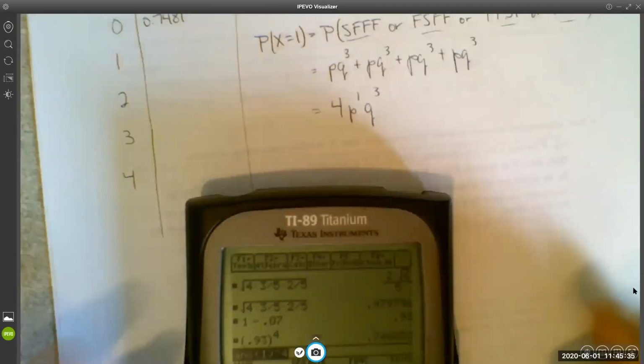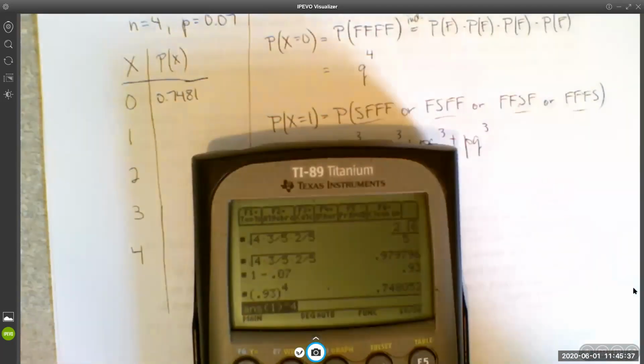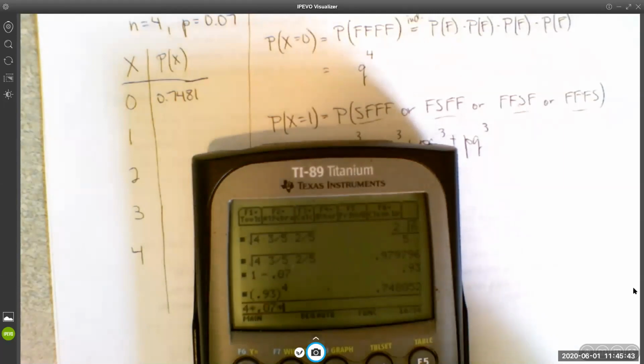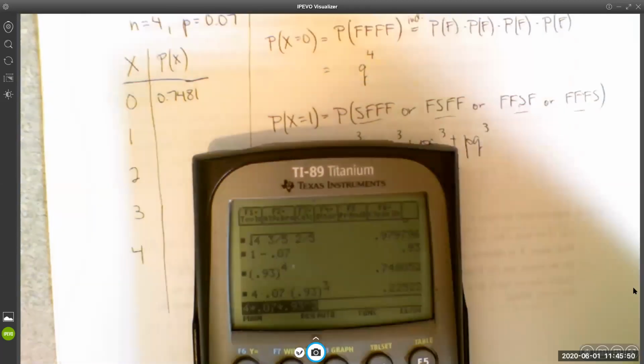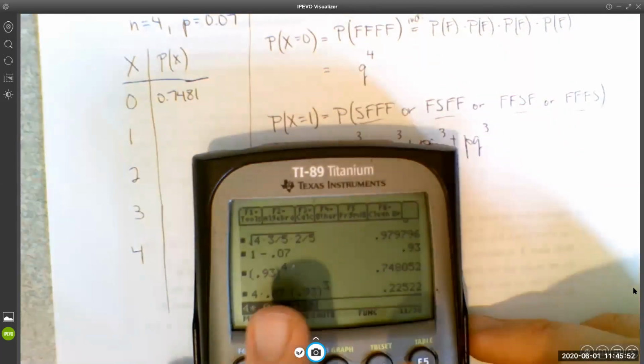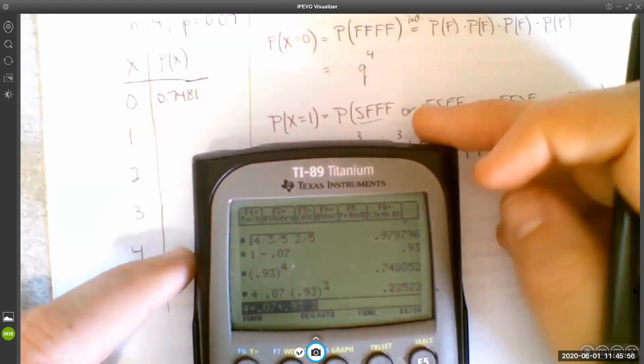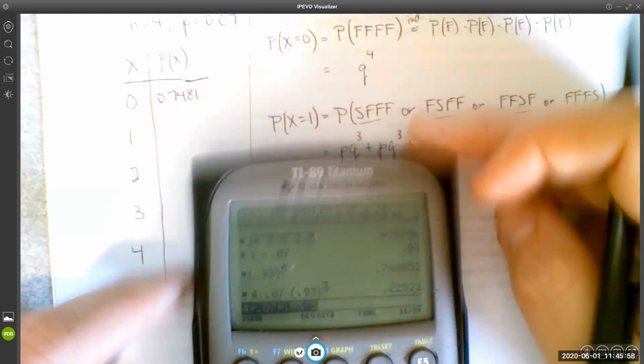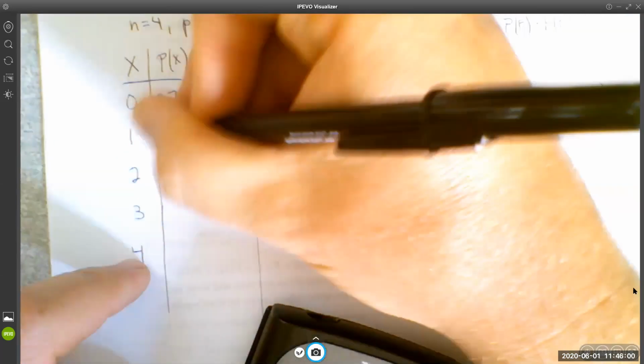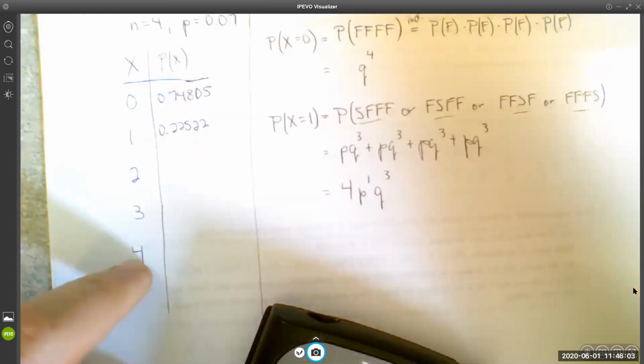In case we're curious to know what that is, let's see. 4 times p, 0.07, times q, 0.93 to the third power. 0.93 to the third power is 0.225. Maybe I'll go 5 decimals, 0.22522. I should have gone out one more decimal place. Okay, but that's that.